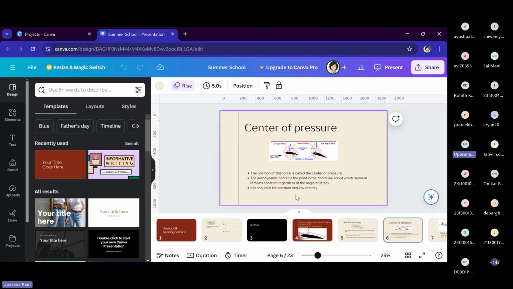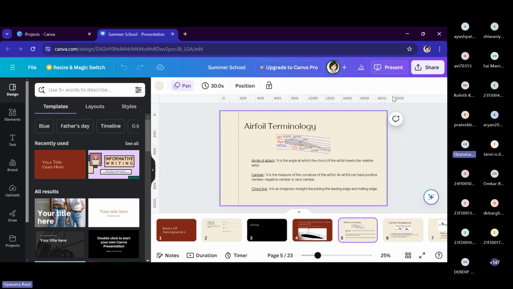Okay, so any questions regarding the terminology of the airfoil? Any more terms? Does anyone want to know about? Yes, Chetna.